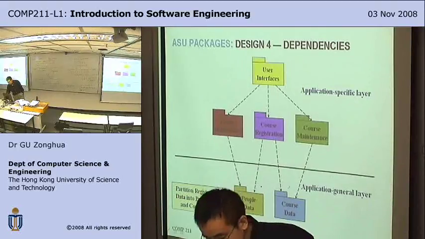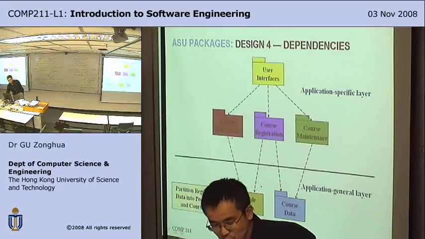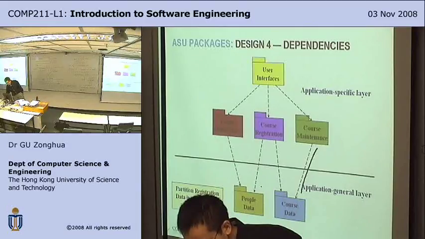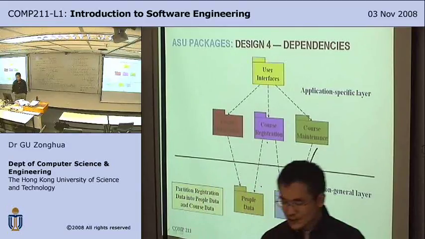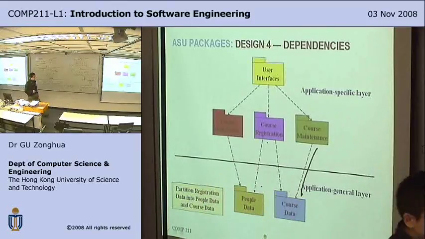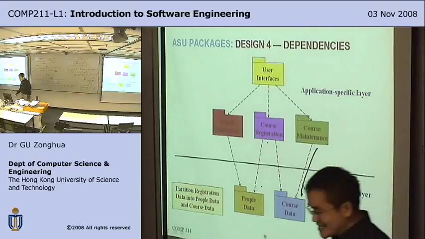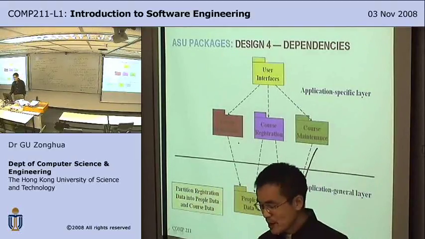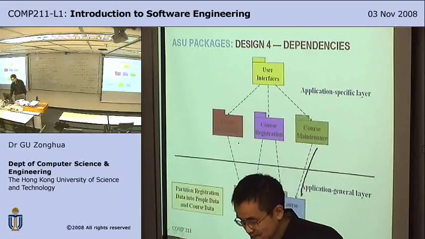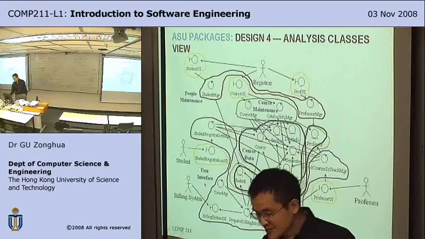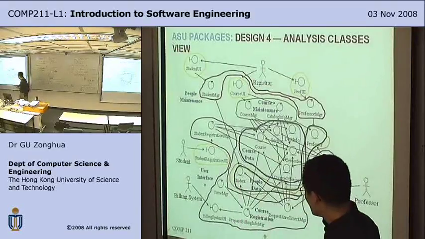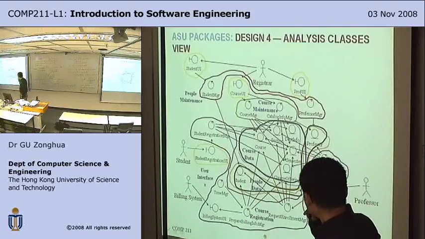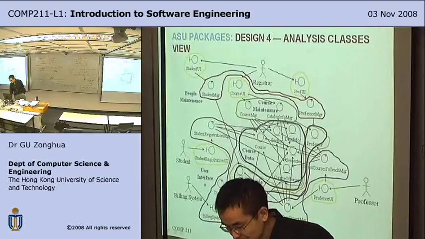So now people maintenance only refers to people data. Course maintenance only refers to course data, while course registration refers to both packages. So these dependencies can be inferred from the dependencies in the class diagram. By tracing these lines here, you can draw the lines in the package diagram.